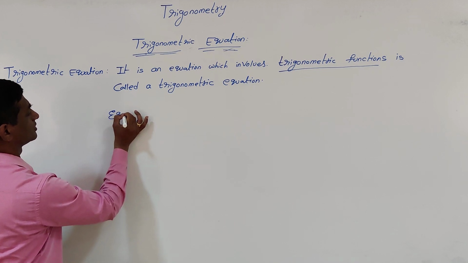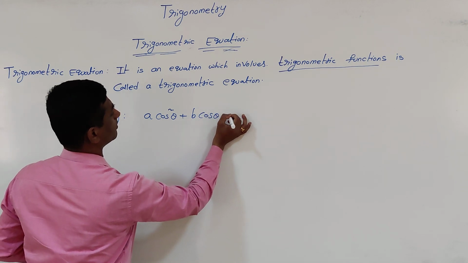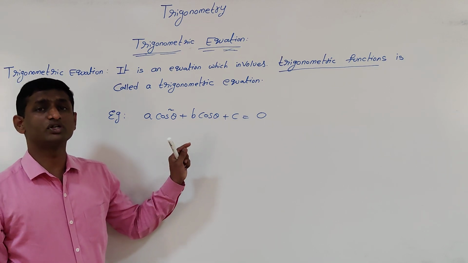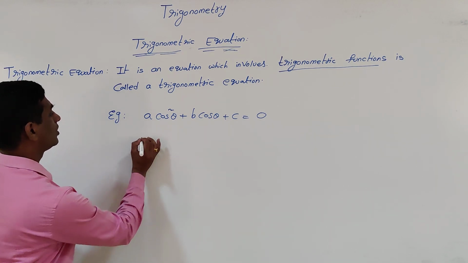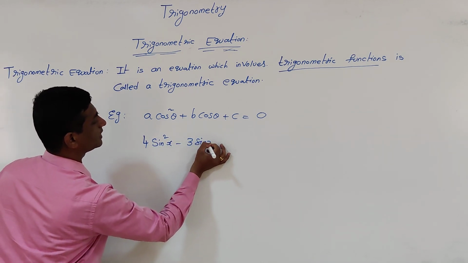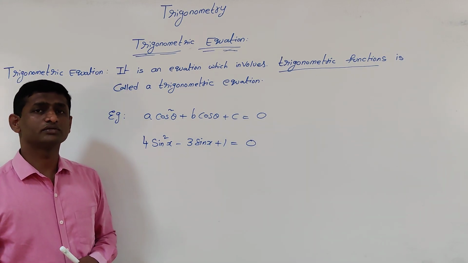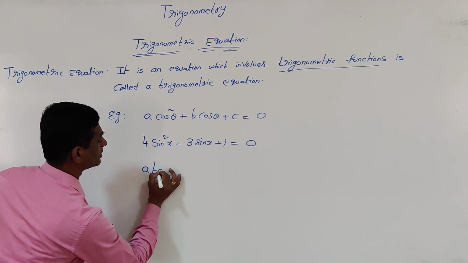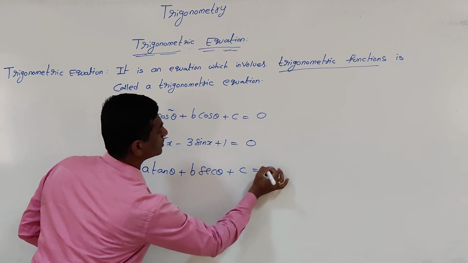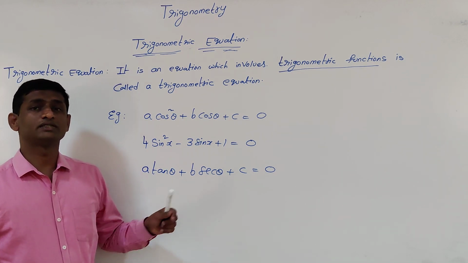Example, a cos square theta plus b cos theta plus c is equal to 0. It is an equation which involves a trigonometric function cos theta. Or 4 sin square x minus 3 sin x plus 1 is equal to 0 is another trigonometric equation. Or a tan theta plus b secant theta plus c is equal to 0. So this is another trigonometric equation which involves tan theta and secant theta.